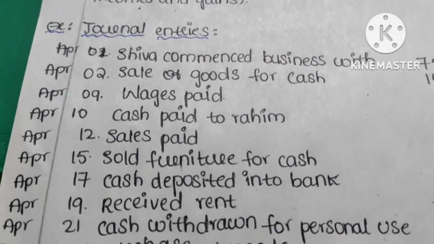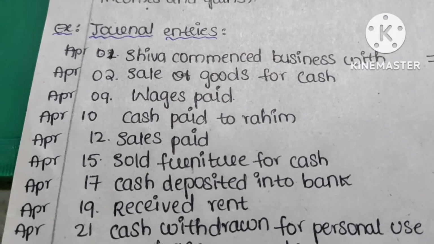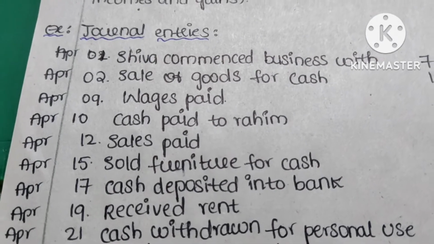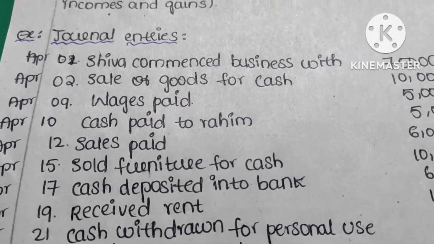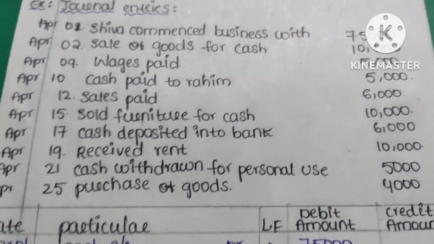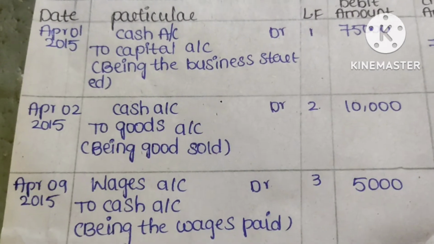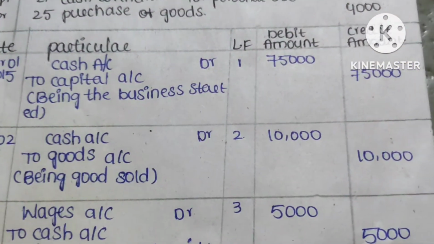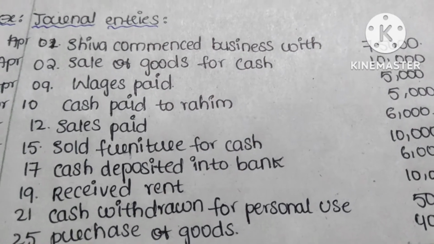So coming to journal entries. I told you firstly, friends, journal entries are important, and they are the primary book of accountancy. The whole accountancy starts with journal entries. So this is the format of journal entries, friends: date, particulars, LF, debit and credit. Actually, I forgot to say the definition of journal entries, friends.